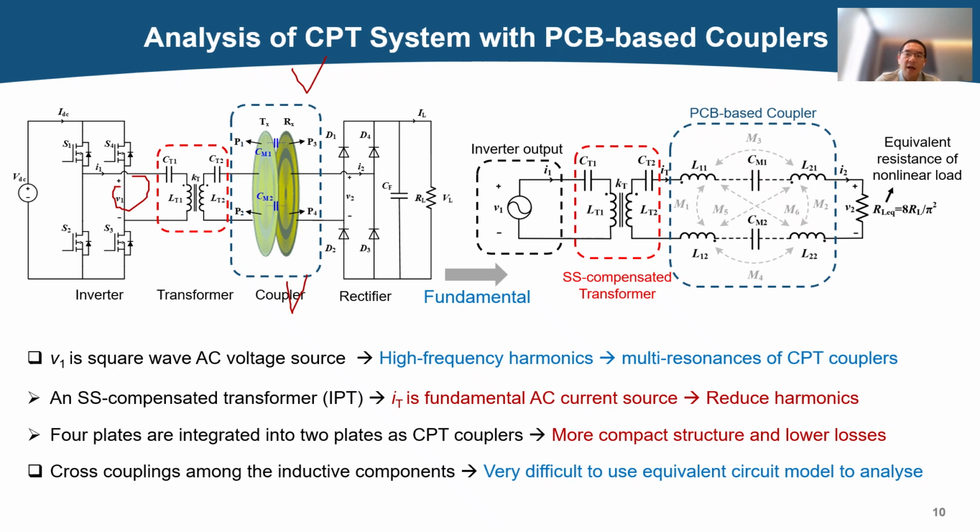So to suppress these unwanted high-frequency components from propagating to the receiver side, this SS compensated transformer is employed in the design. Unlike conventional CPT systems, which use separate couplers on 2 plates, this design integrates both an outer and an inner coupler in one single plate. This configuration improves compactness and reduces losses. But it also introduces complex cross-couplings among the inductive components, which makes accurate analysis using conventional circuit theory highly challenging.